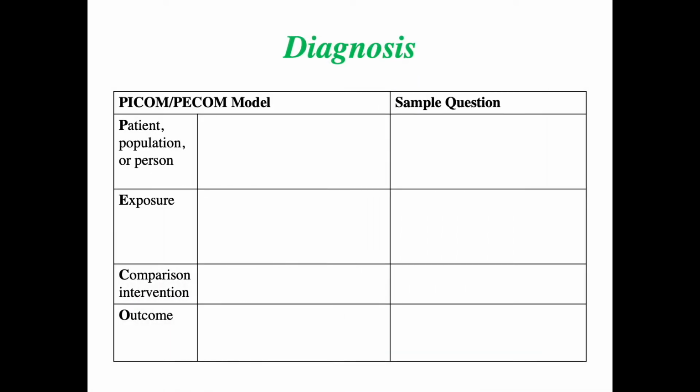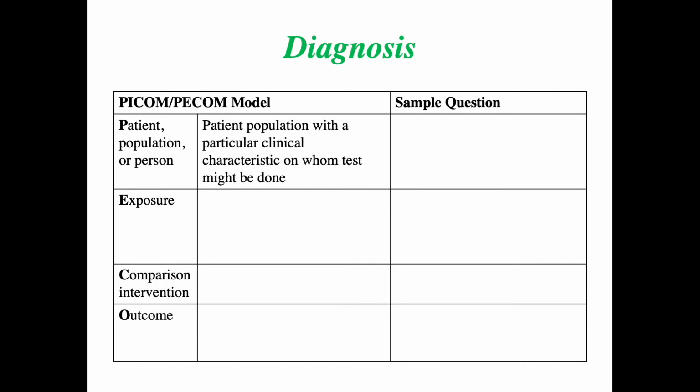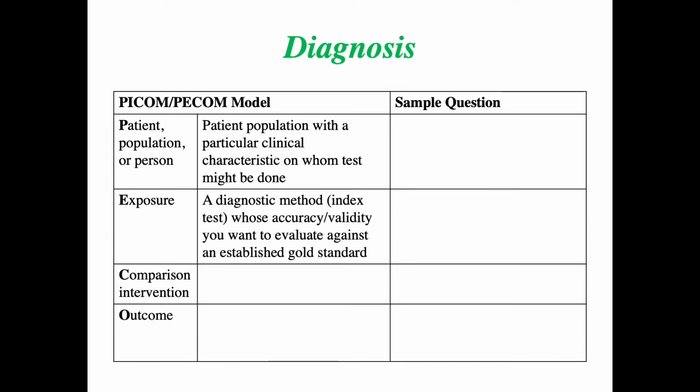Okay, so let's move on now to diagnosis or diagnostics types of research questions. The P component of the PICOM-PECOM model would pertain to the patient population with a particular clinical characteristic on whom tests might be done. As opposed to therapy type research questions, we are not involving ourselves with any intervention, but rather with exposures. So we will be sticking to the PECOM model here instead of the PICOM model.